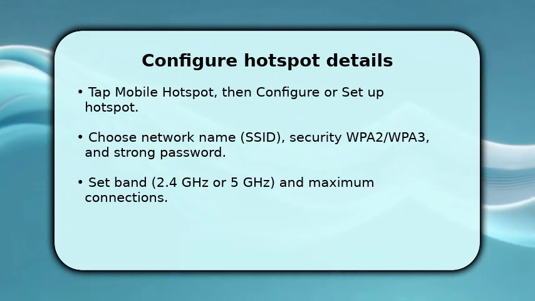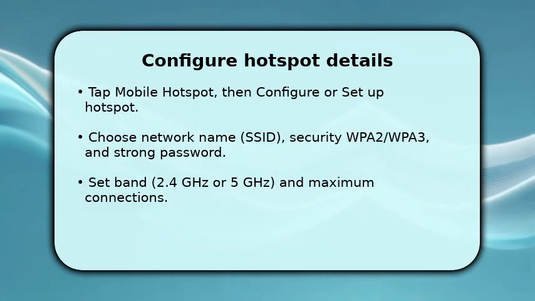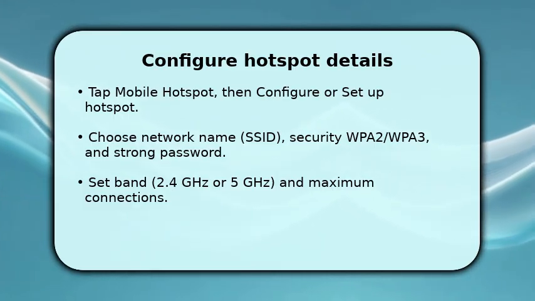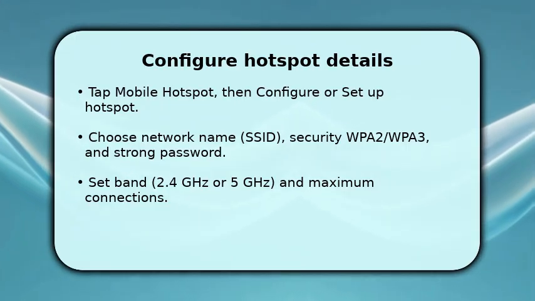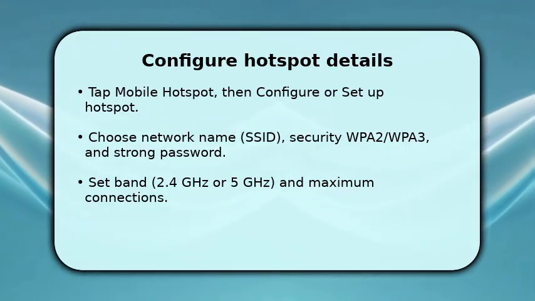Next, select the band: 2.4 GHz for range, 5 GHz for speed, and limit connections to control bandwidth. Once configured, save the settings. This prevents accidental public access and optimizes performance for the device.